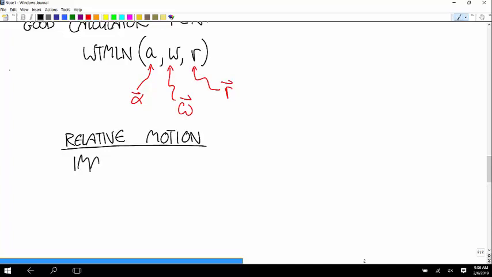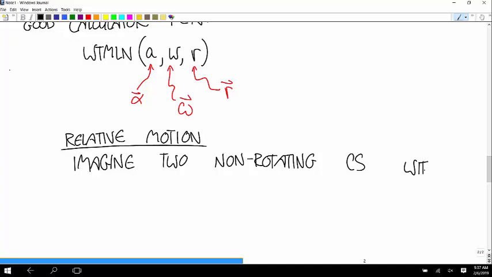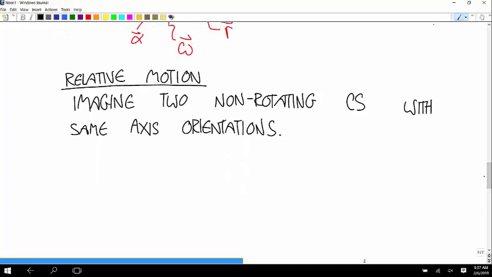And the way we want to think about this is imagine two non-rotating coordinate systems. We're more used to dealing with problems where there's only one coordinate system we're using, but imagine that you have two coordinate systems taking the same measurement. Two non-rotating coordinate systems with the same axis orientations. And when you think about a coordinate system, think about that as like a video camera that's taking measurements of something. Okay, so you have one video camera watching this thing move over here, and the other one has its axes aligned the same way, but it's over there watching the same object.